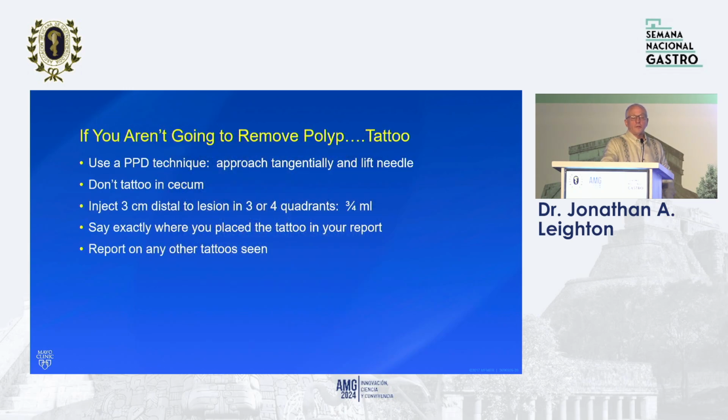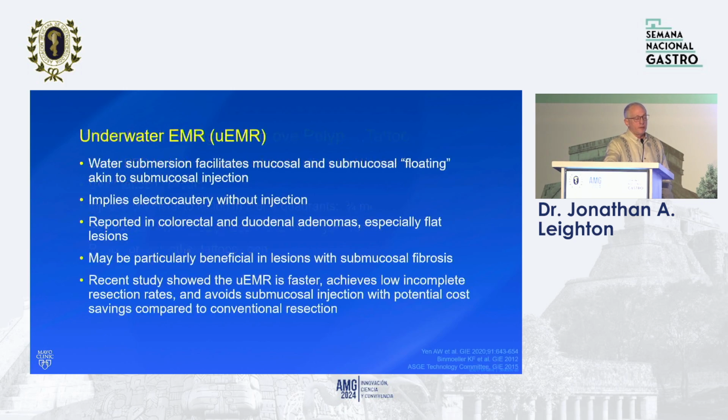If you aren't going to remove the polyp, and that happens sometimes to all of us, make sure you tattoo. You use the PPD technique where you approach tangentially and lift the needle. You don't have to tattoo in the cecum. We like to inject 3 centimeters distal to the lesion in 3 or 4 quadrants, and say exactly where you place the tattoo in your report, and then also report on any other tattoos seen for the surgeons so they know that there might be other tattoos seen.